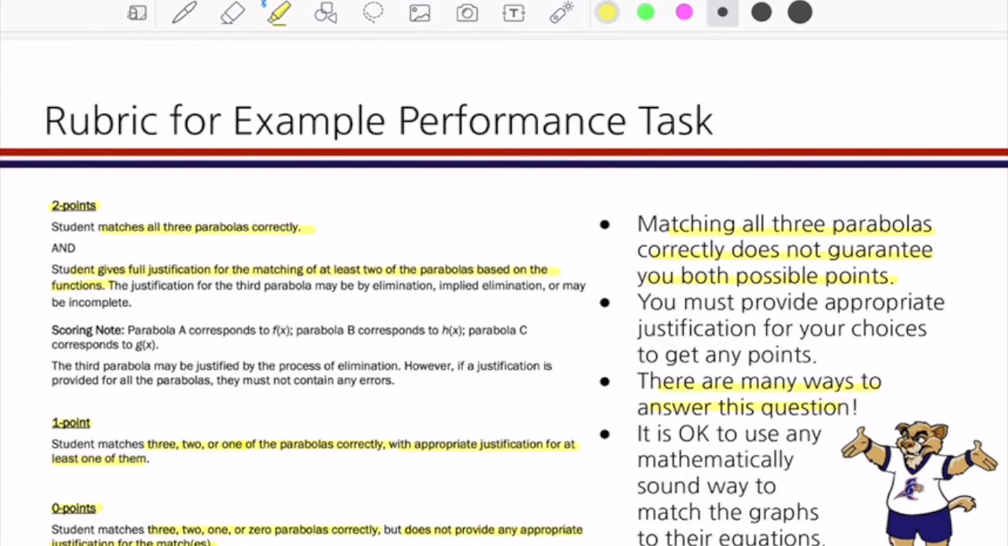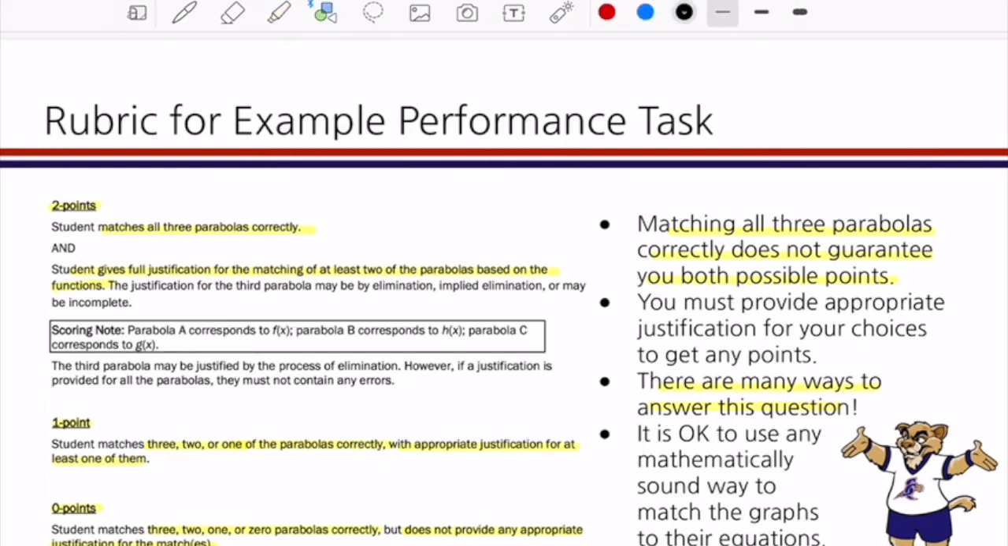Make a note on the lines for this one to remind yourself that you should always attempt the question, even if you're not sure if you have the answer right. You could still get partial points on this question, even if you can only match one of the parabolas correctly, but if you're not sure how to match all of them, still do your best because you can get partial points.